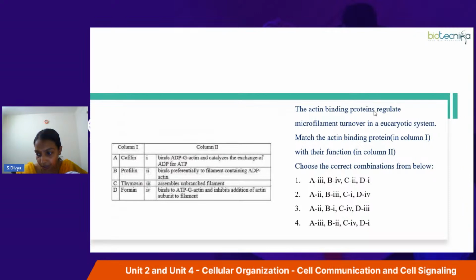Cytoskeletal proteins. Now, these are accessory proteins of microfilaments. You have to identify the correct combination. I hope the confusion between 4 and 3 is clear to all of you? Yes, Jiva very quickly gave the answer.